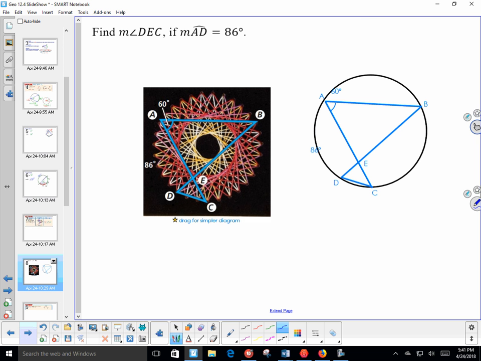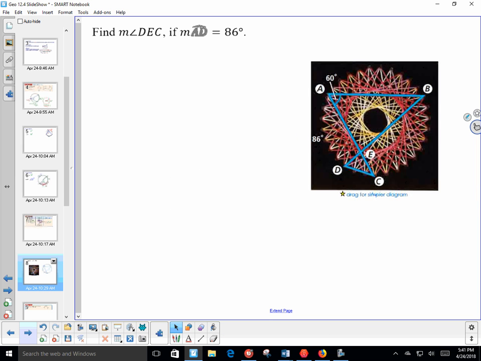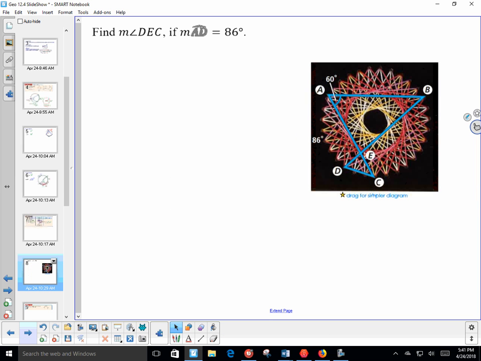All right, let's take a look at this. Let's get back to my picture. We are trying to find the measure of angle DEC if the measure of arc AD is equal to 86 degrees. So we see a circle here, and arc AD, which kind of goes from here to here, that arc measures 86 degrees, and this little angle, you can see this right here, that little angle is 60 degrees.